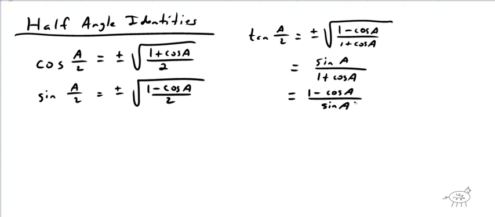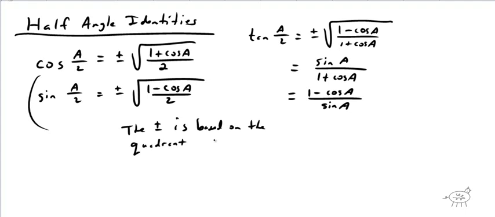So actually, before we even start out here, because I want to really show you where this guy comes from, the sine of A over 2, I want to talk about the plus or minus. The plus or minus is based on the quadrant of the original angle.